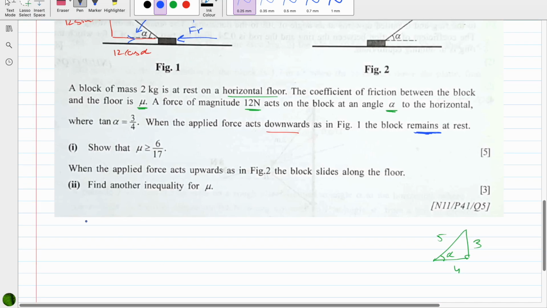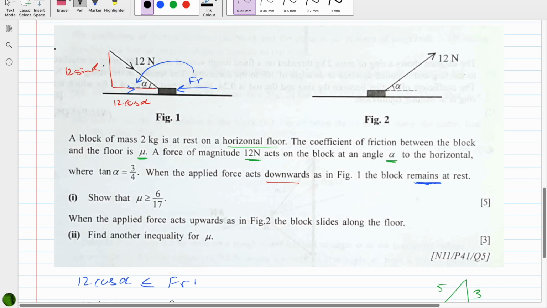So what we do is, force towards the right hand side, which is 12 cos of alpha, I would say this is less than or equal to friction. That is why the block is not moving. So 12 cos of alpha, from this triangle, cos alpha is base over hypotenuse, which is 4 by 5, is less than or equal to friction, which is mu R.